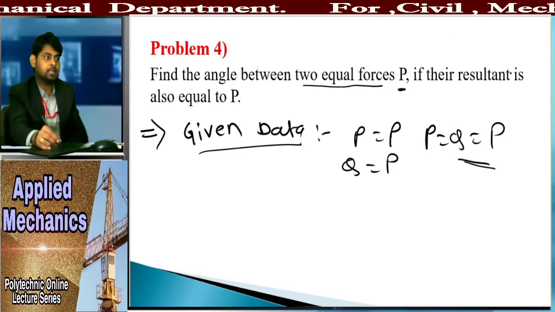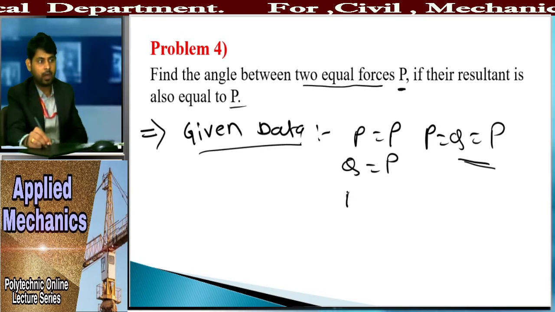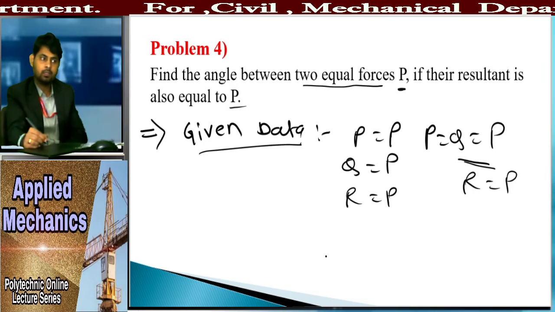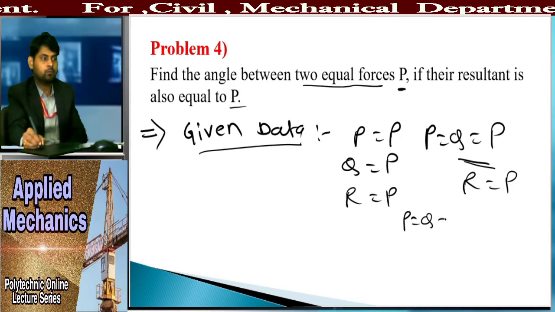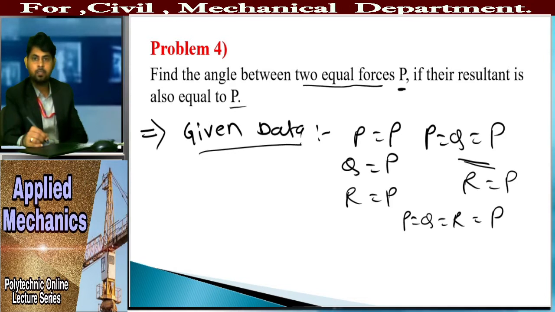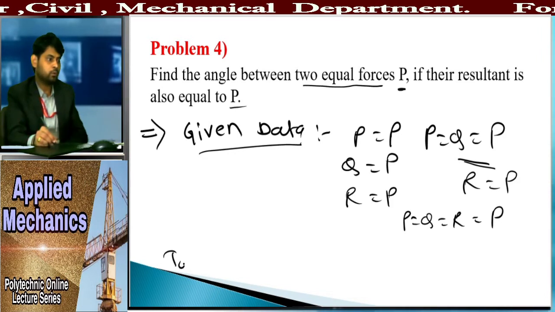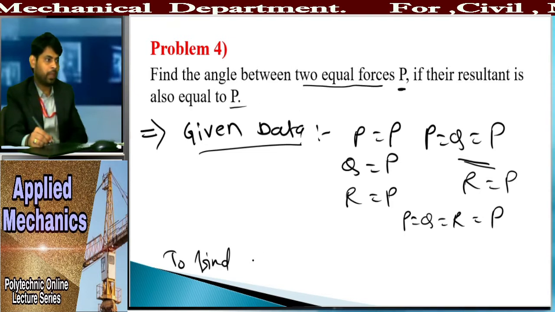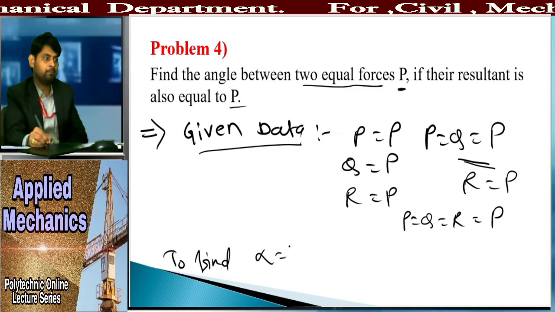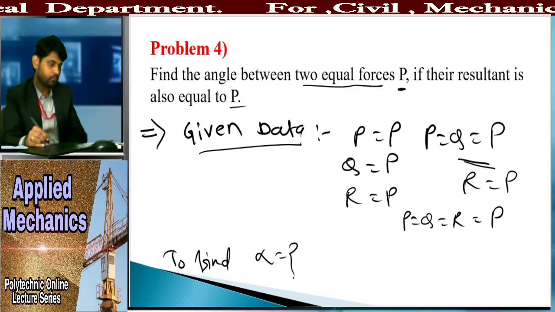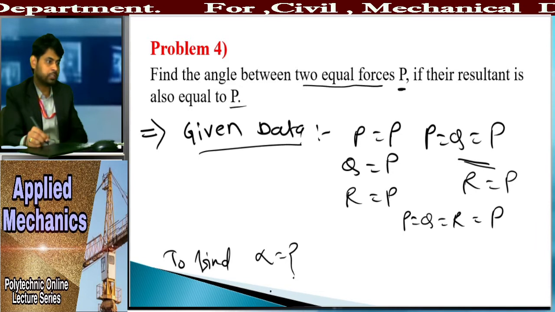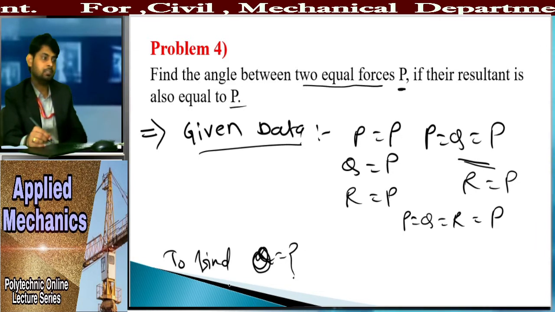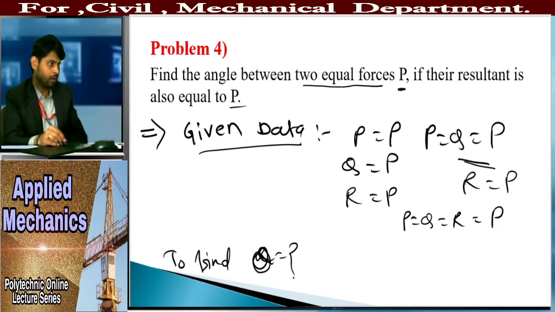And after, the resultant is also equal to P, means R is equal to P. So here R is also equal to P. So you can write P equal to Q equal to R equal to P, right? And what is to be found? The angle between the two forces, alpha, we can say theta, right? That is theta. So see here how we can find it.